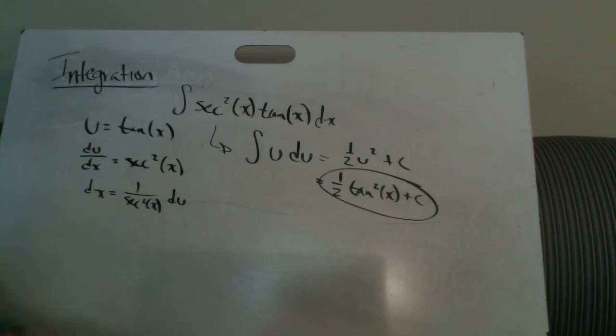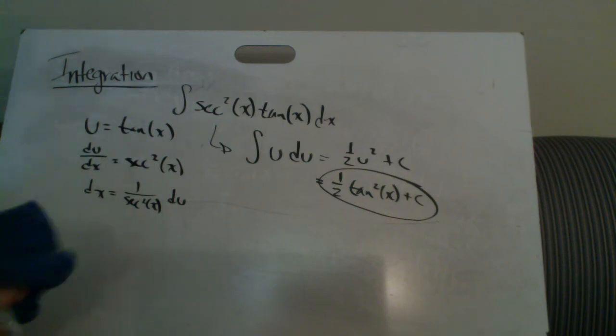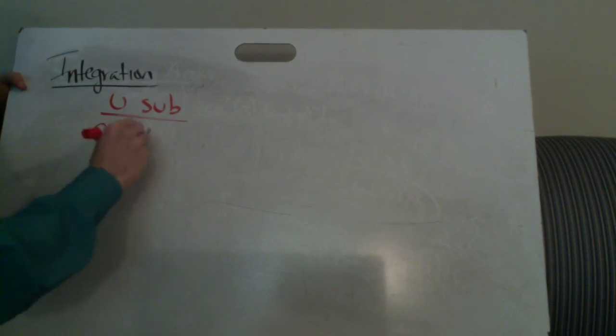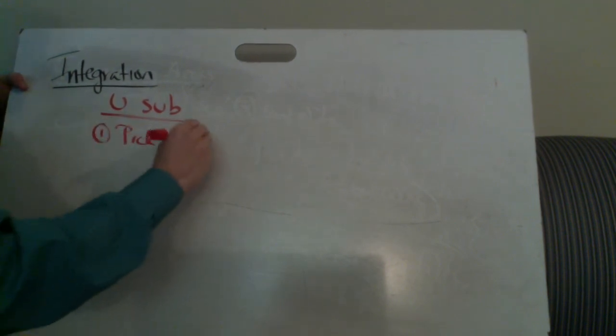Okay. Great. So far, here are our options. Here are the things that we've done with u substitution. U sub. Our first method is pick u to be the inside function.